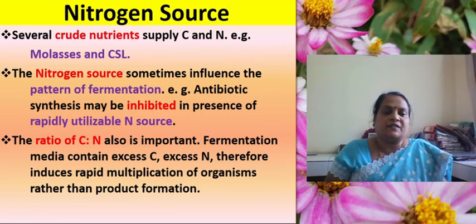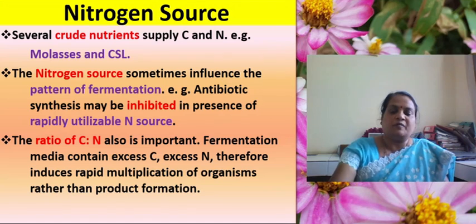If you provide excess of carbon as well as rapidly utilizable nitrogen into the medium, the organisms will tend to continue in logarithmic phase of growth for a longer time, and therefore it will influence the pattern of fermentation and it will influence the antibiotic synthesis, because antibiotic synthesis will be inhibited. The ratio of carbon to nitrogen is also important. Fermentation media contain excess carbon. Excess nitrogen therefore induces rapid multiplication of organisms rather than product formation. Means if you provide excess of carbon and excess of nitrogen, the organism will tend to multiply and it will not accumulate the product. It will not produce the product.